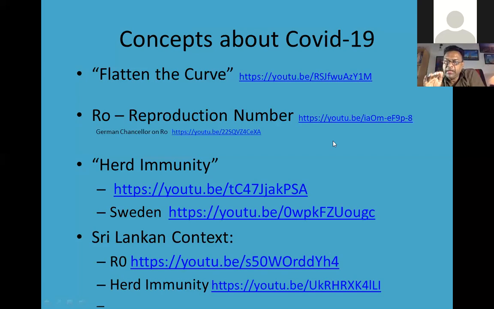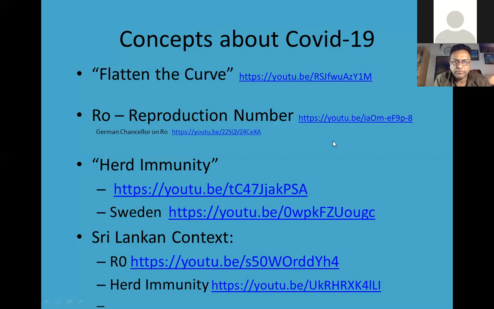Because flatten doesn't mean you reduce the number of affected people. You will still have, let's say, in Sri Lanka, 2,500 cases. Even if you flatten, it means you spread it over a period of time, right? Otherwise, as you said, spikes. If all people got sick together, it's a different situation than 2,500 people getting sick over 3 months or 2 months. So what is the difference? Why does it change the number of deaths?